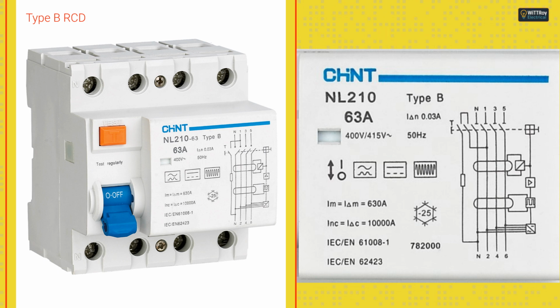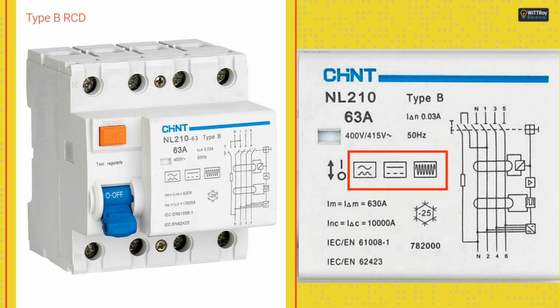Let's look at this device. First, I check the label. I can see NL210 and type B. I can also see I delta n 0.03A. That means it trips at 30 milliamps earth leakage. I can see 63A. That means the normal rated current is 63 amps. I can see 400V, 415V AC, 50 Hertz. That means it is rated for a 400 or 415 volt AC supply.